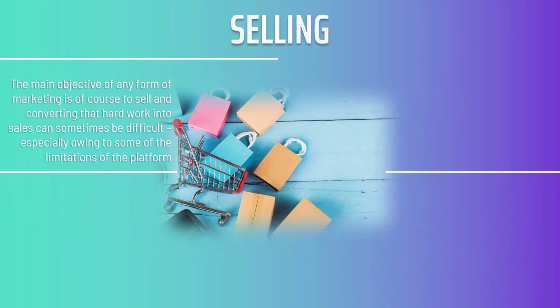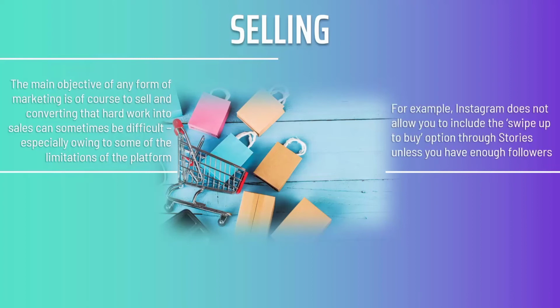Selling. The main objective of any form of marketing is, of course, to sell, and converting that hard work into sales can sometimes be difficult, especially owing to some of the limitations of the platform. For example, Instagram does not allow you to include the swipe up to buy option through stories unless you have enough followers. You can opt to use Snapchat instead, as that does include a link, but that reaches a much smaller audience and a younger demographic.